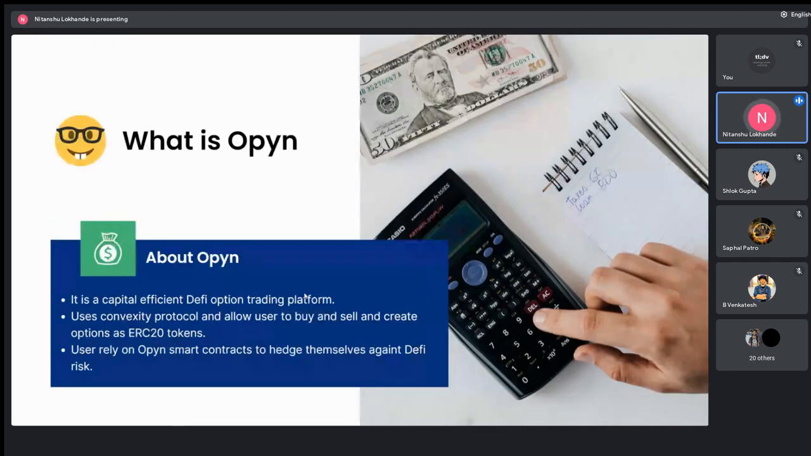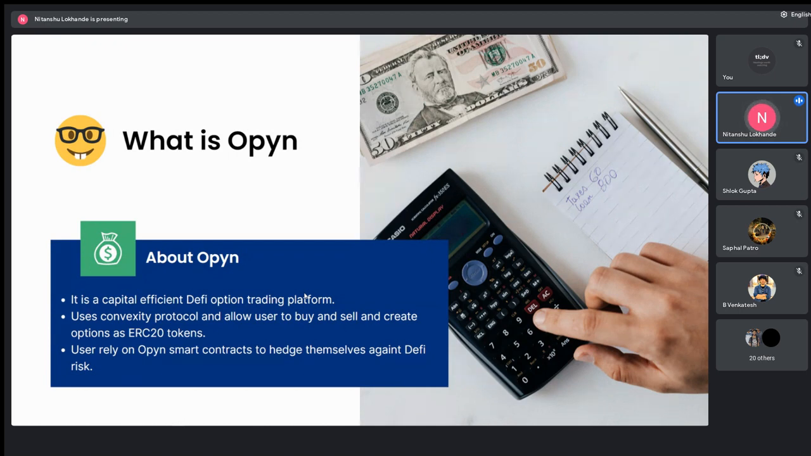Now let's jump over to what Open actually implements. Open is a capital efficient DeFi option trading platform. You can trade your options on this particular platform. It utilizes the Convexity protocol and allows users to buy, sell and create their options as an ERC20 token. You can head over to the Open platform and implement your option contract as an ERC20 token.